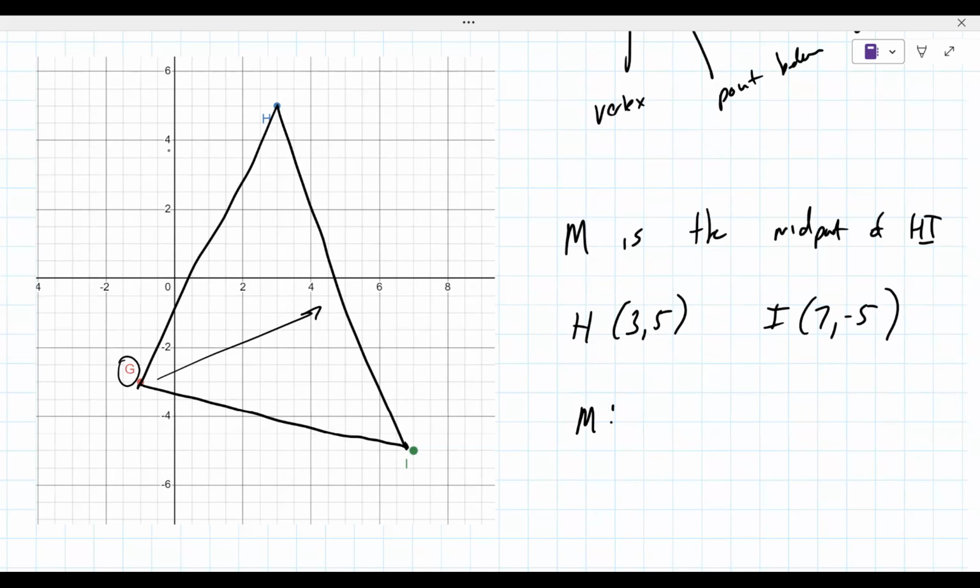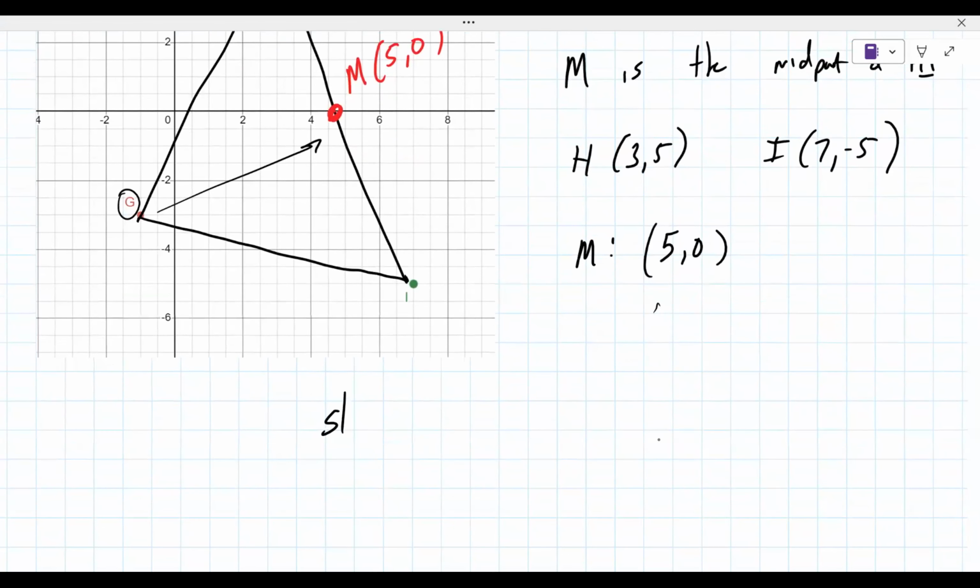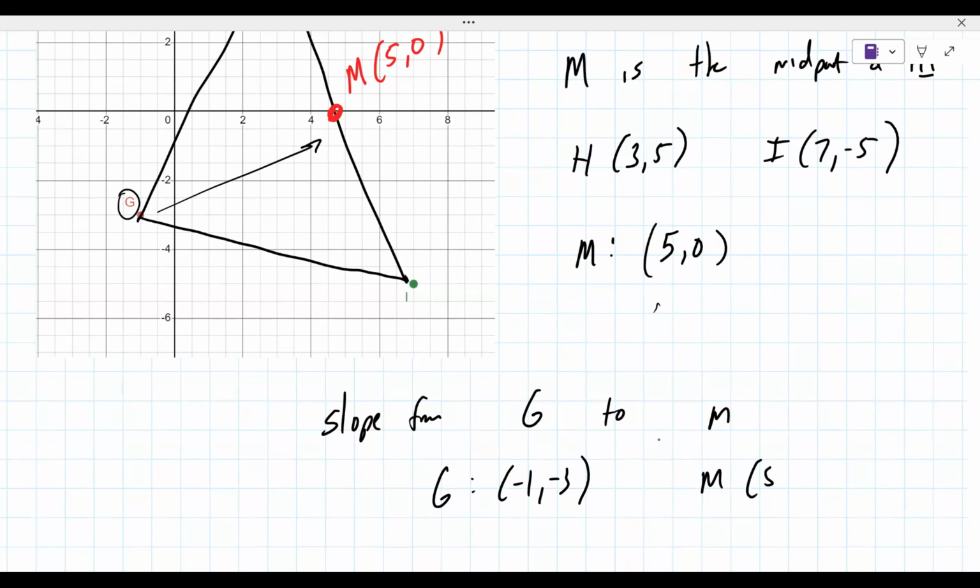Is this just 5, 0? Yeah, sometimes you can eyeball it, but it's good to get it down exactly. Now you have to find the slope from the vertex, which is G, to M. G has ordered pair -1, 3. M is 5, 0. You have to find the slope between them. Okay, give me one sec.